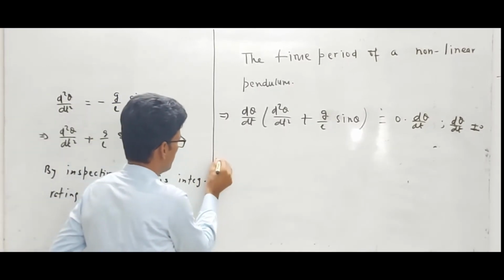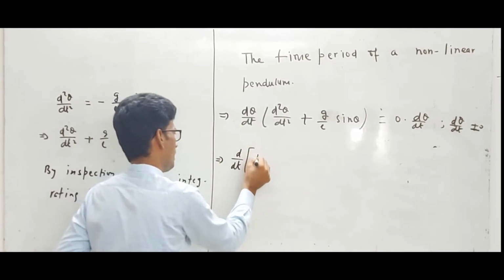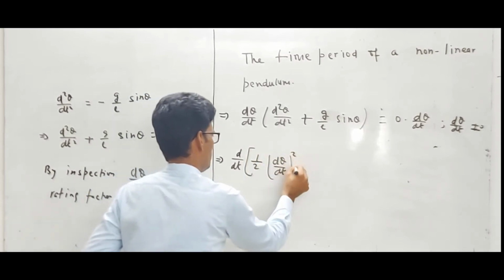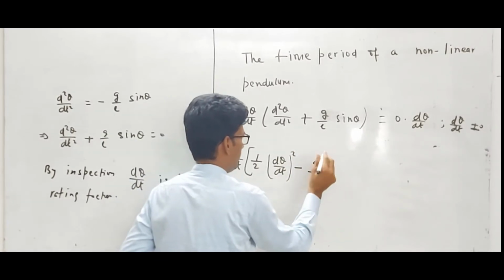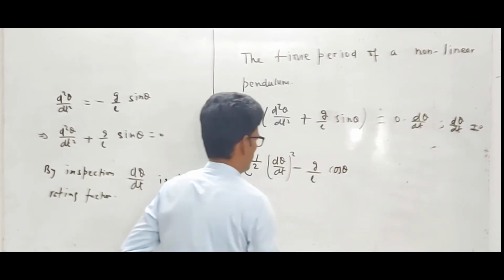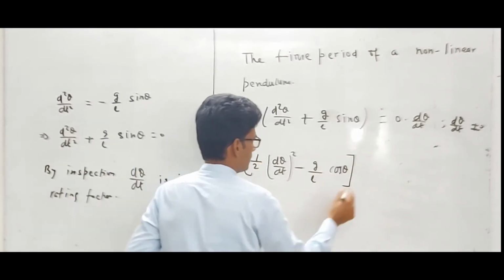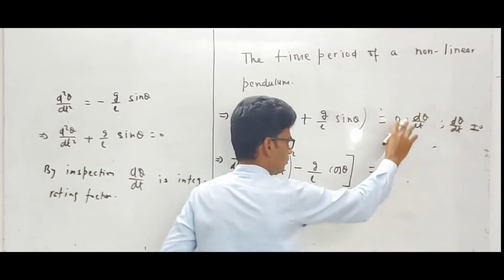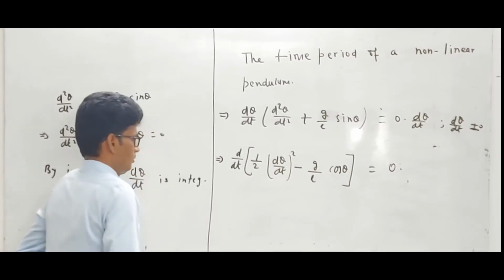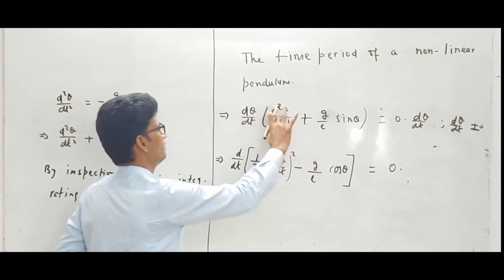So this implies that we may write it like this: d by dt of half d theta by dt whole square minus g by L cos theta is equal to 0, because any defined quantity multiplied by 0 comes out to be 0. How can one say this is correct? Differentiate and you will get the same thing here.